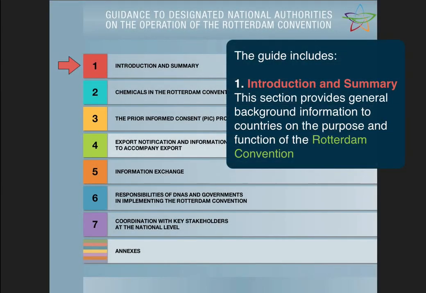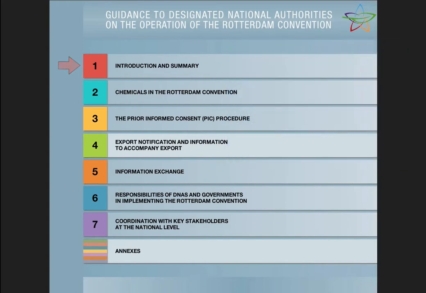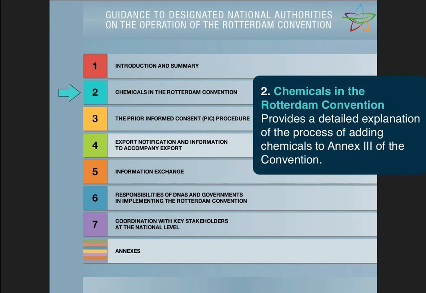The guide includes: 1. Introduction and Summary. This section provides general background information to countries on the purpose and function of the Rotterdam Convention. 2. Chemicals in the Rotterdam Convention. Provides a detailed explanation of the process of adding chemicals to Annex 3 of the Convention.